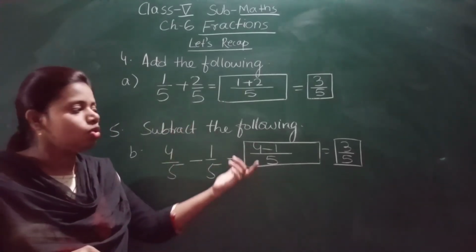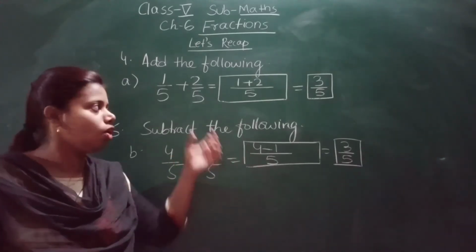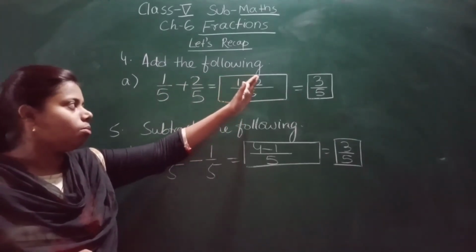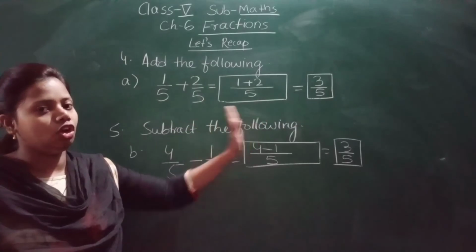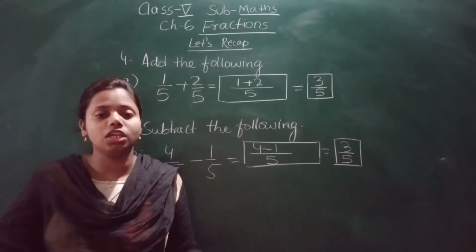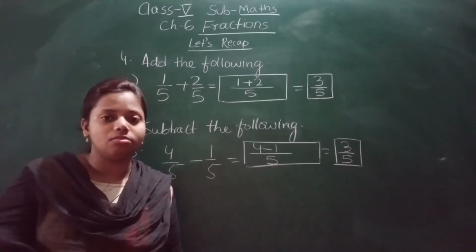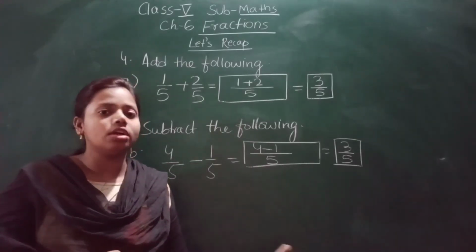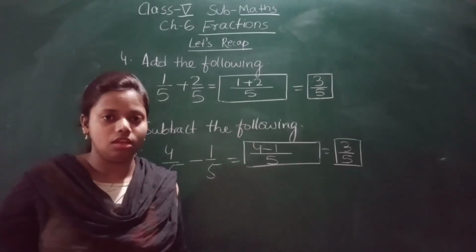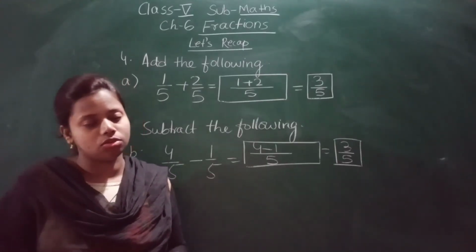I think you have understood how to do it. You will keep the denominator and subtract the numerators, or if addition is given, you will add the numerators and keep the denominator same. So with this I have completed the recap. In my next class I will teach you exercise 6.1 and the other types of fractions. Your work is to do it in your copy as classwork. A few questions I'll give you as homework, and if you have any doubt you can message me and clear your doubts. Okay, thank you.